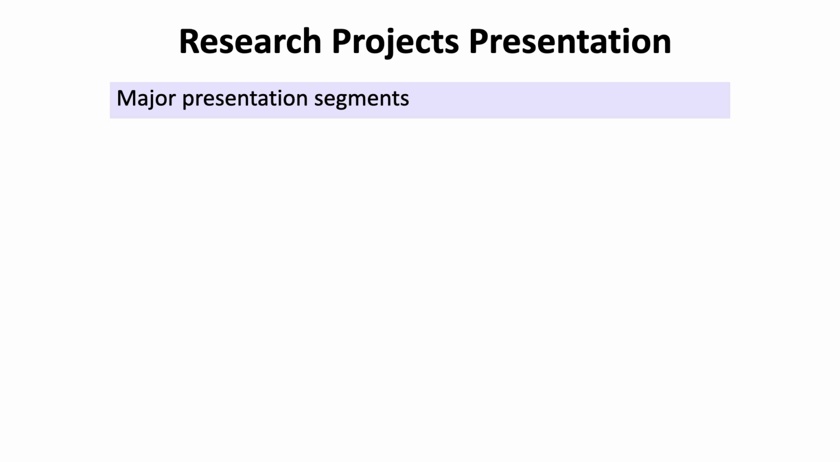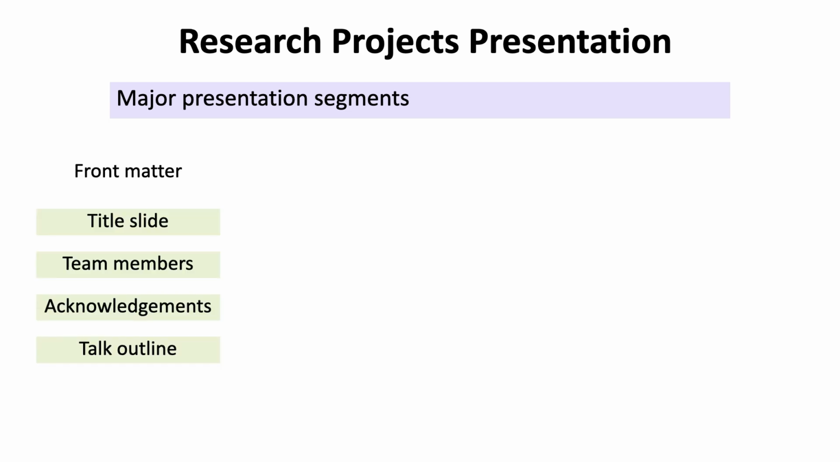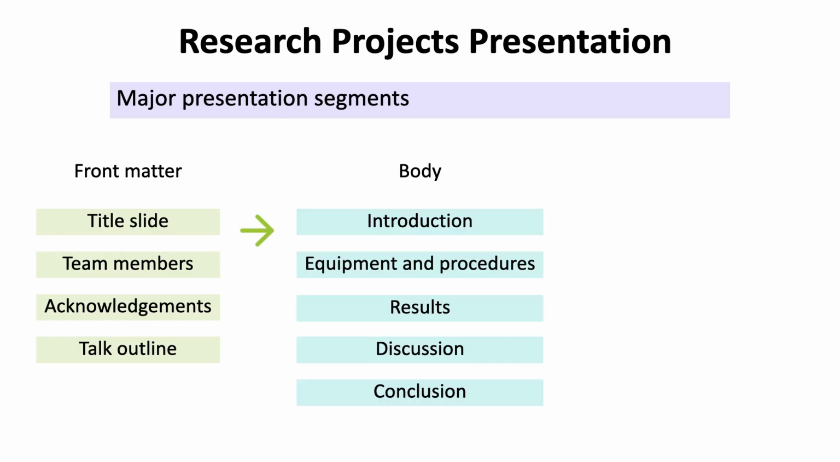In this learning lecture, the major segments of a scientific presentation have been described. The front matter in a briefing typically consists of a title slide, a list of team members, acknowledgments to others who supported the research, and perhaps a talk outline, which is optional. This is followed by the body of the talk, which is identical in outline to the research paper, but with some differences in emphasis and detail.